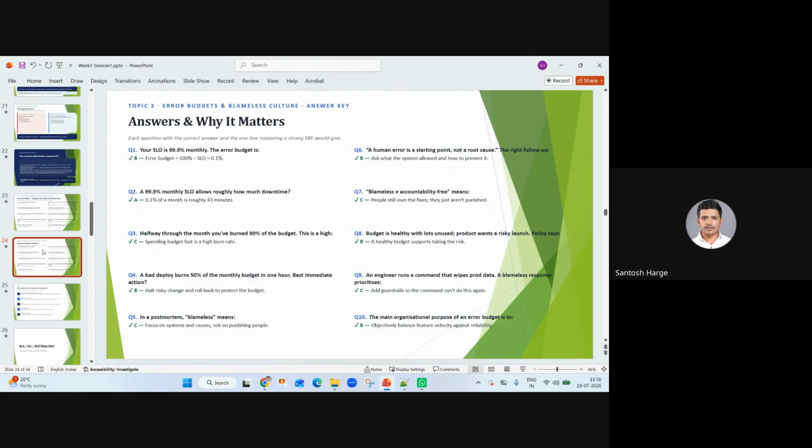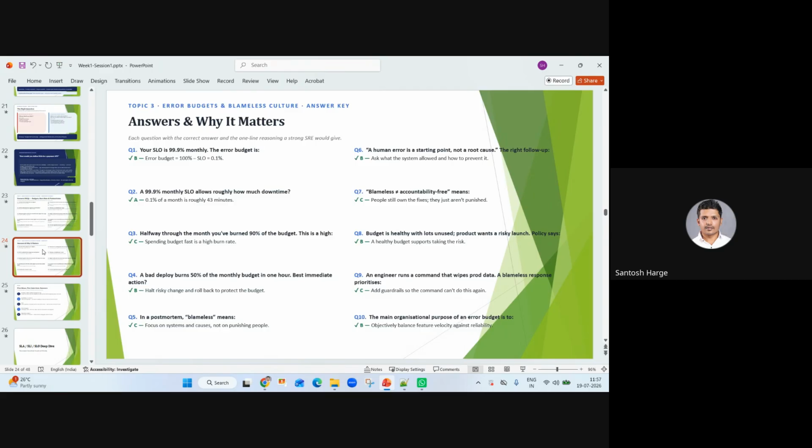Again, question number nine is about the blameless culture we discussed. If any engineer makes changes on production and wipes out the production data, the priority should be blameless responsibility. Rather than blaming the engineer, you should have proper guardrails and policies in place so that such commands cannot cause this again. You should also have a proper alerting mechanism in place so that these issues do not occur again.